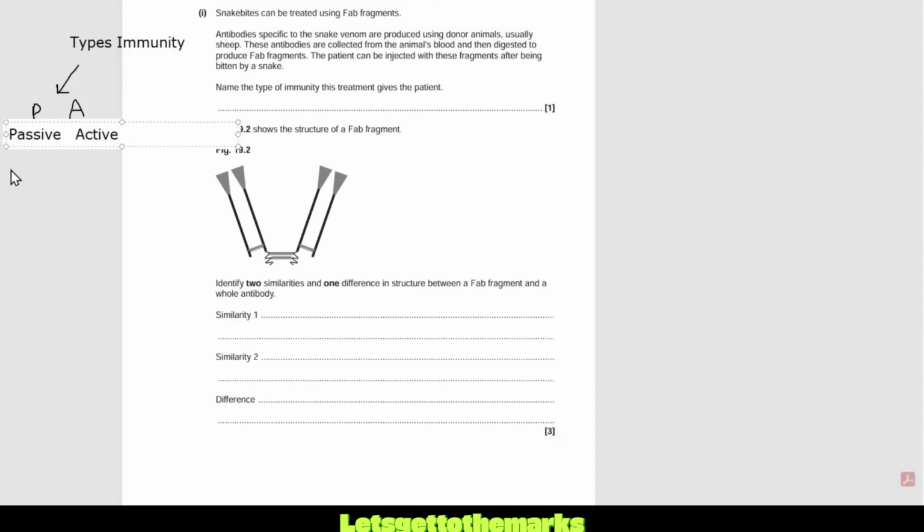And what does that mean? Let's just do what active means, and you can work out what passive means from that. So active just means your immune system. I was going to say your body, but whenever you feel like saying your body, just write your immune system when you're dealing with immunology. So your immune system can produce the antibodies. This is where your immune system can make its own antibodies. That means it's active. If you're receiving antibodies externally, then it's passive.